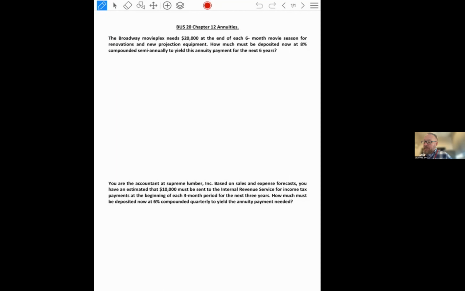So again, it's saying here that at the end of the month, so that means it's an ordinary annuity, right? And then it says they need 20,000 at the end. And then right here, it says how much must be deposited now. So that tells us they're looking for present value. We have the future value. The future value is they need 20,000 at the end of each 6 months. So they want to know how much they need to put in now to get that $20,000. So again, just like we've solved all the problems, it's compounded semi-annually. So that means 2 times a year.